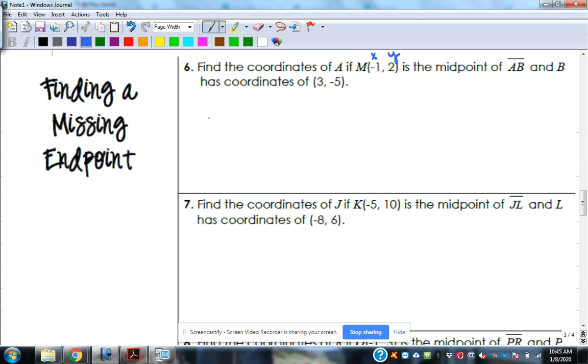Okay, so when we set it up to find those missing endpoints, we got the X and the Y from one of our coordinates. So I'm going to set up for the X value that's missing. I'm going to say negative 1 is equal to X plus 3 over 2. And I'm going to solve that equation to find the missing X value. So how do I undo that equation? Yeah, I can multiply by 2 and get rid of that, so it's not a big fraction anymore. So that's negative 2 equals X plus 3. And then one more step, subtract 3, negative 5. So the X value of point A is negative 5.